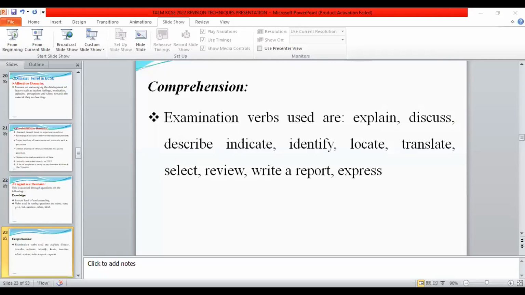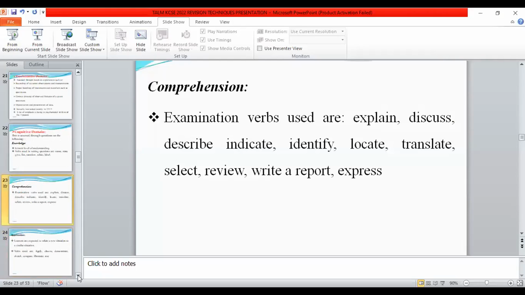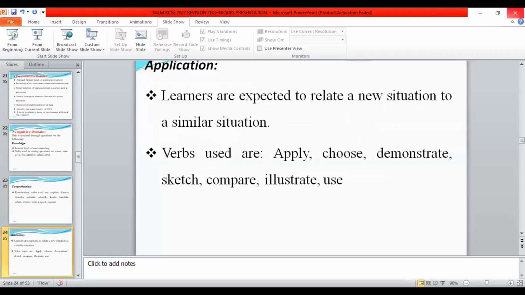It's not like in the definitions where they put word after word. Some of the verbs that are used in setting such questions, we have explained, discuss, describe, identify, indicate, and so forth. Next, we move to the next slide on application.